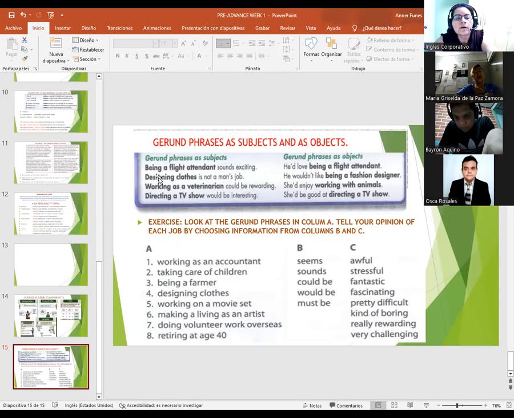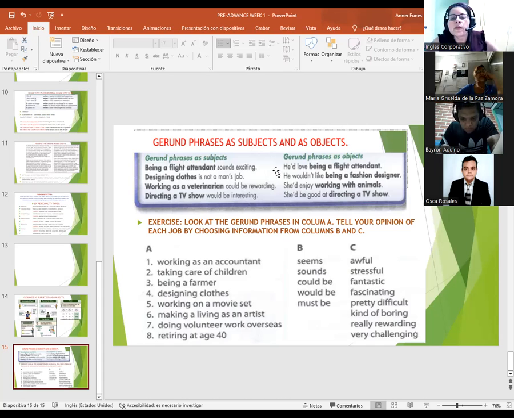Ing. Here is an action. An action that acts as a subject. And then being a flight attendant, designing clothes, working as a veterinarian, directing a TV show. Here we have a subject. Why? Because it's at the beginning of the sentence and it's an action.